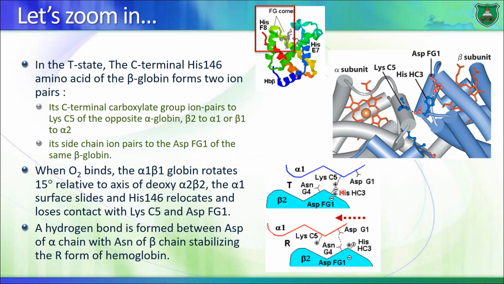Now, these electrostatic interactions that are formed between histidine and the other two residues stabilize the T state of the hemoglobin molecule. And formation of the hydrogen bond between asparagine on the beta chain and aspartate on the alpha chain stabilizes the R structure of the hemoglobin molecule.